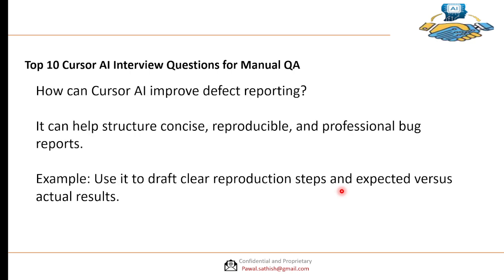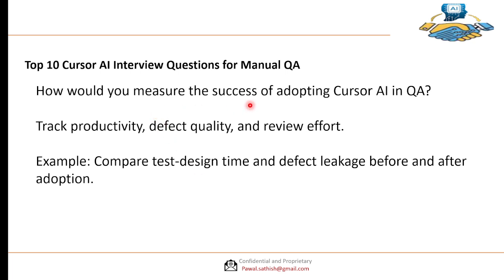How can Cursor AI improve defect reporting? Using Cursor AI helps a lot. It creates a defect structure like concise, reproducible, and professional bug reports. It will create a draft report, and it will also mention the reproduction steps and expected versus actual result. After that, we can create a defect in Zephyr. Then next, how will you measure the success of adopting Cursor AI in QA?